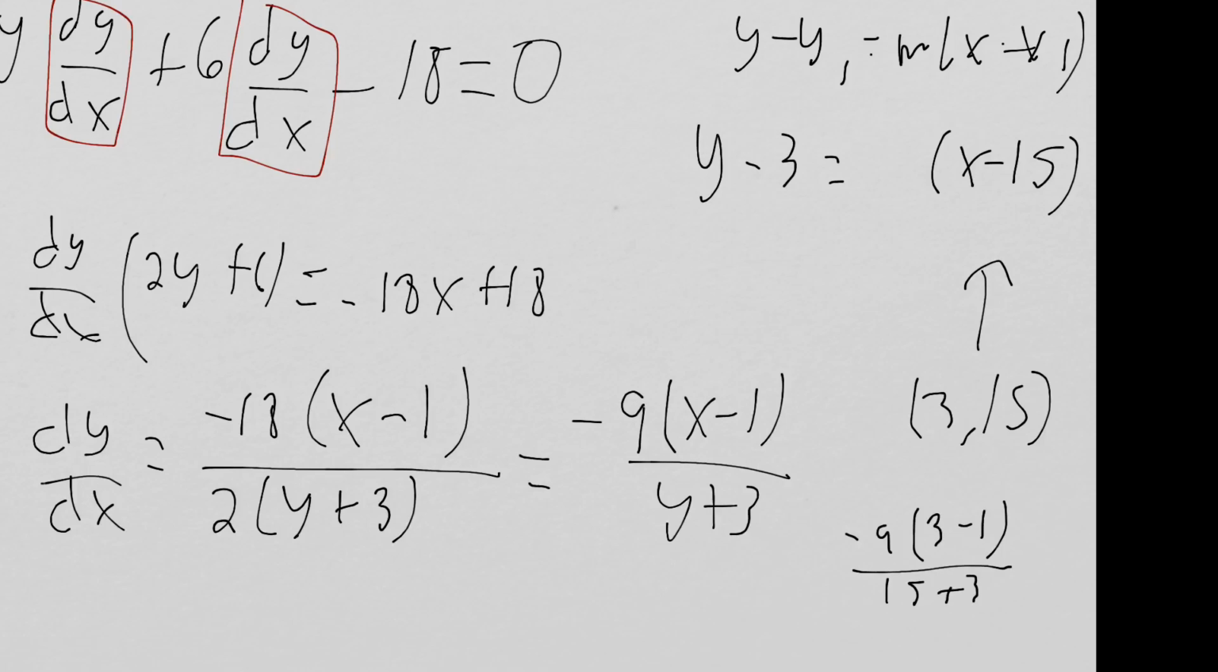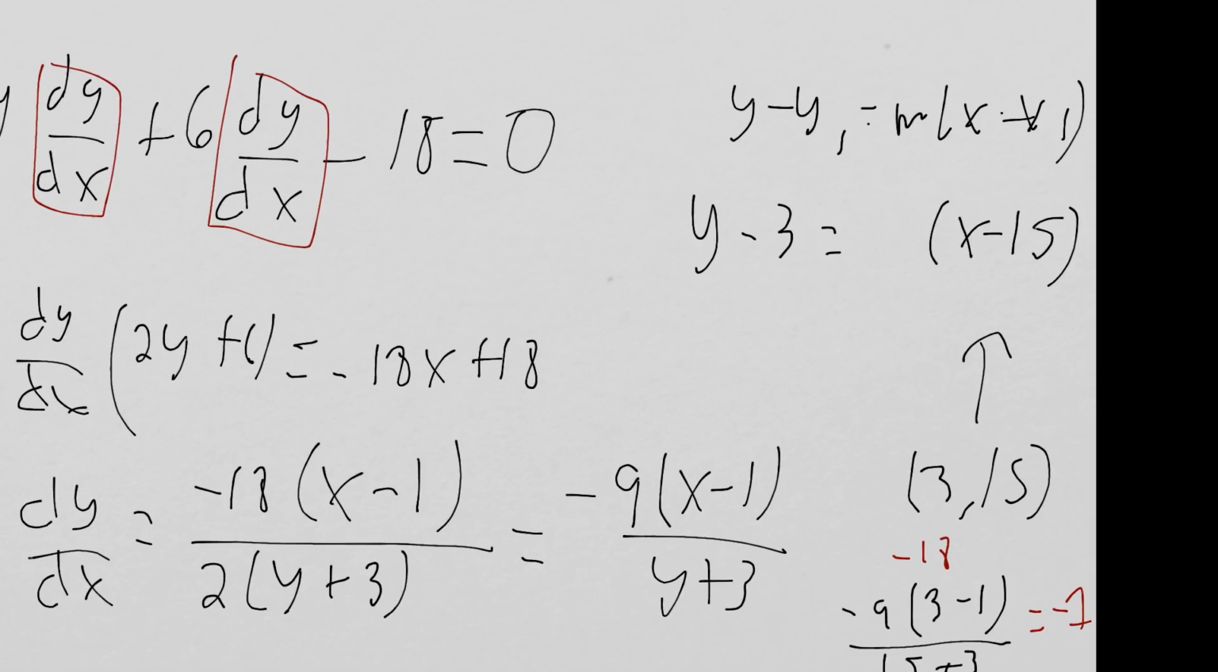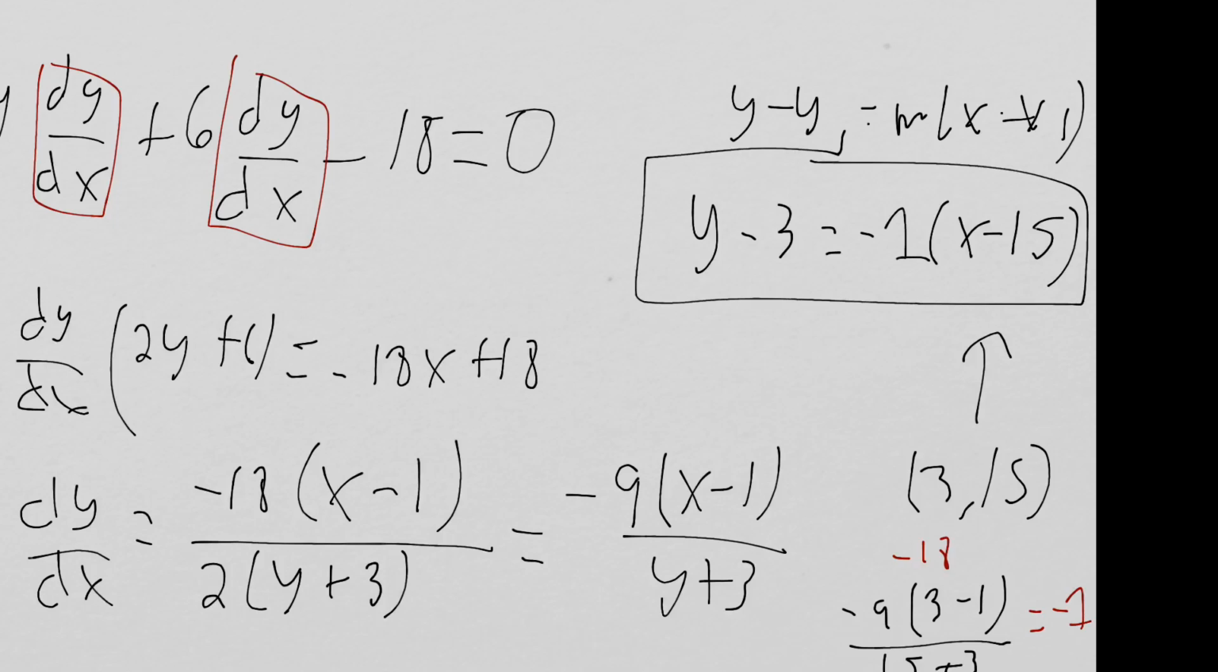So what's that going to be? On top we have negative 9 times 2, which is negative 18. On bottom we have positive 18, which is going to simplify to negative 1. So that's our slope, negative 1. So our final equation of our tangent line is y minus 3 equals negative 1 times x minus 15. That is tangent to our curve at the point 15 comma 3.